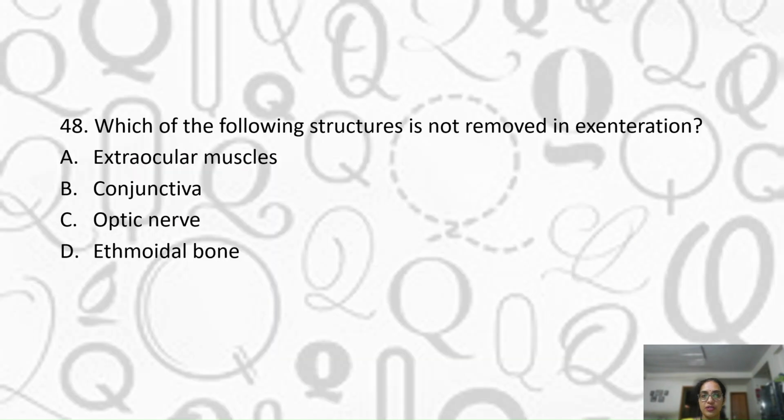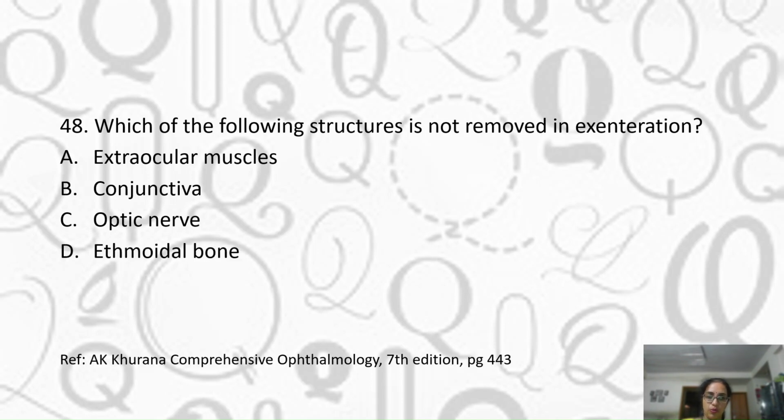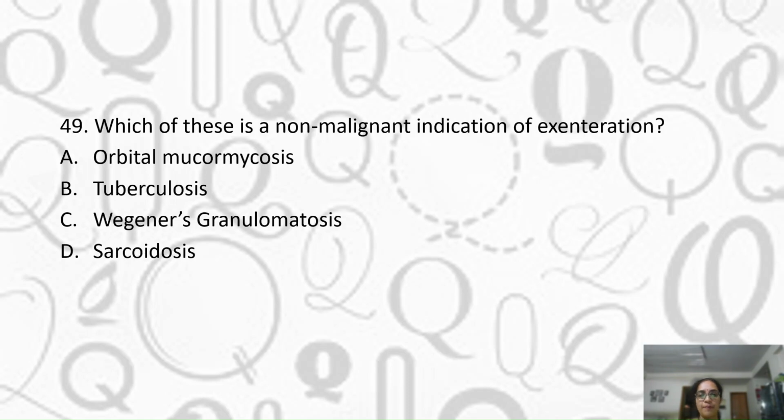Which of the following structures is not removed in exenteration? Extraocular muscles, conjunctiva, optic nerve, ethmoidal bone. So the right answer here is ethmoidal bone. The optic nerve is the last to be resected in exenteration after we take out the whole of the eyeball.